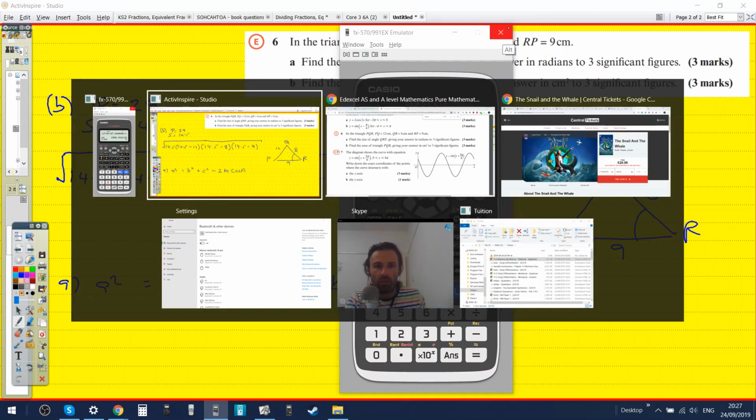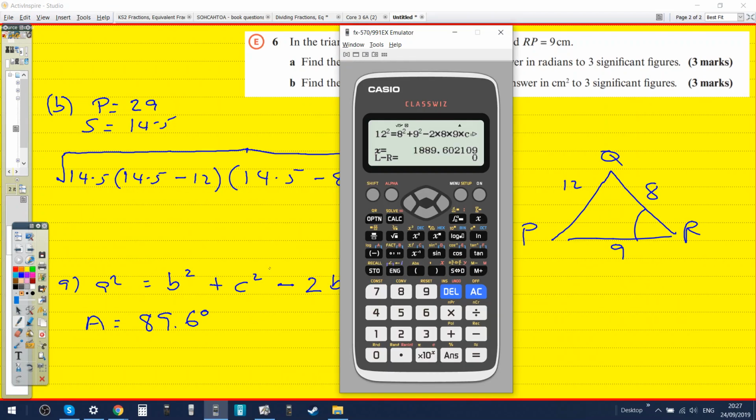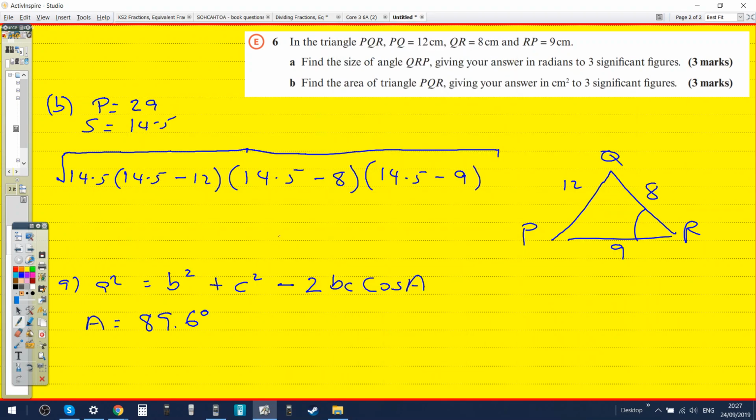So what was it, sorry? I got 89.602, among a lot of other ones. How did you get multiple solutions? I did solve, and then it gives me all of the solutions. Okay. Try part B, find the area.